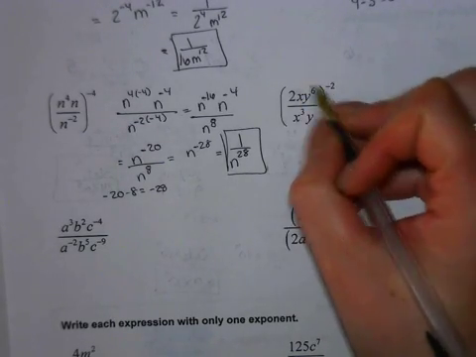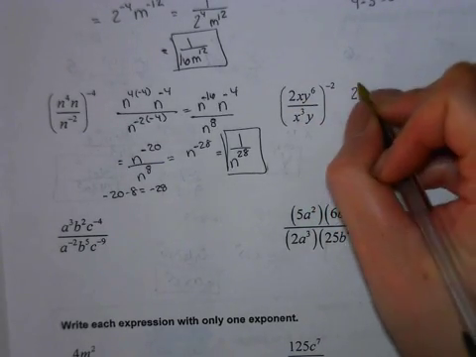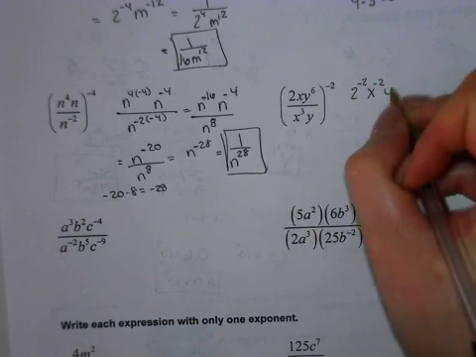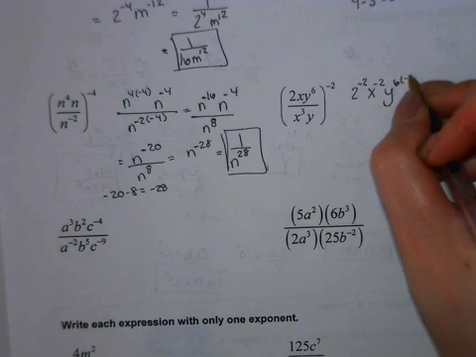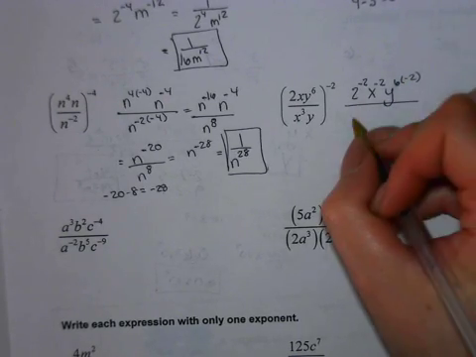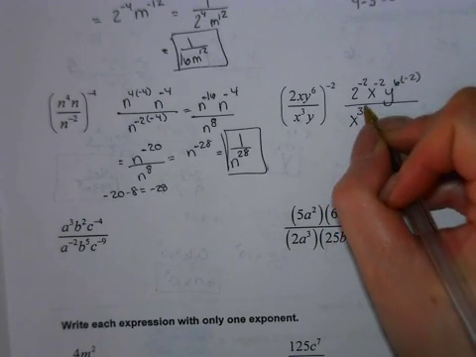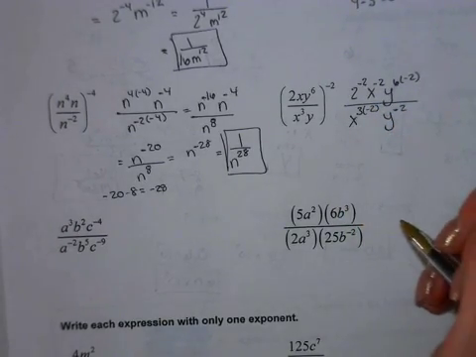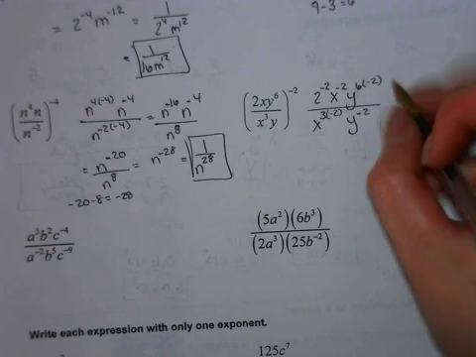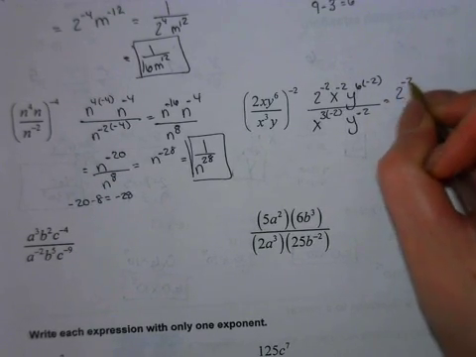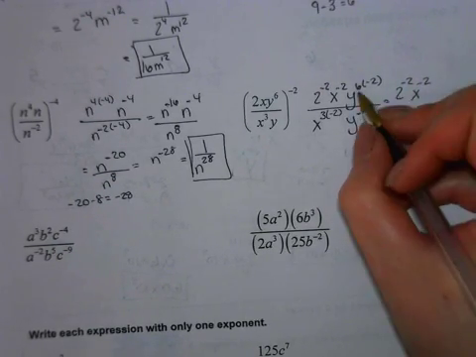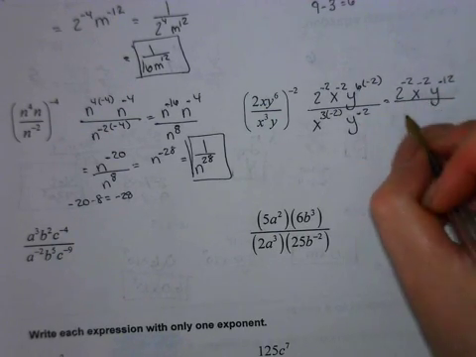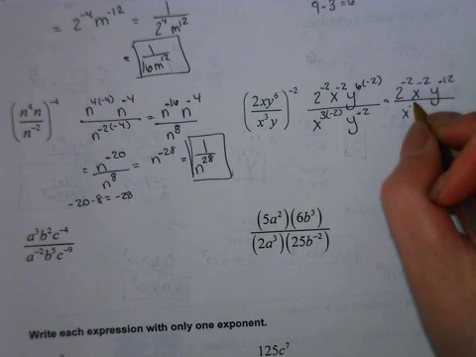Alright, we're raising our quotient to a negative 2, so we have 2 to the negative second power, x raised to the negative second, y to the 6th being raised to the negative second, so we multiply. X to the third raised to the negative second, so we multiply that one as well, and y to the negative second. So this turns into 2 to the negative second power times x to the negative second. 6 times negative 2 is a negative 12. 3 times negative 2 is a negative 6.